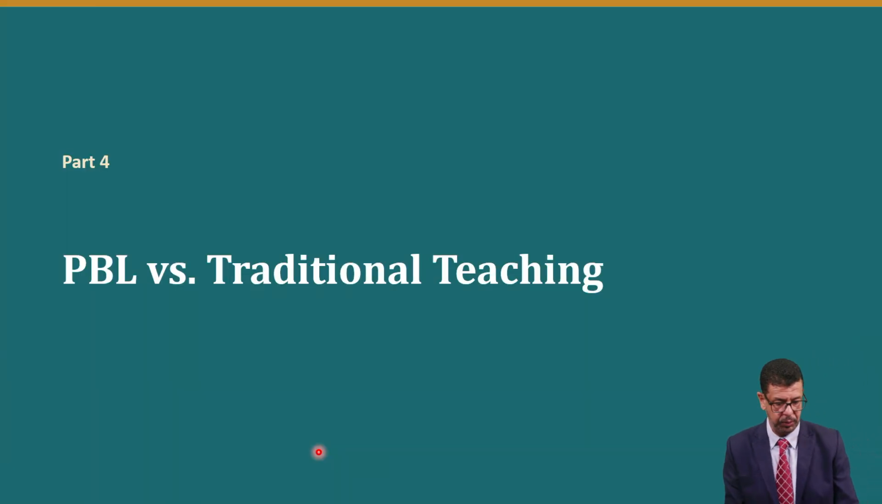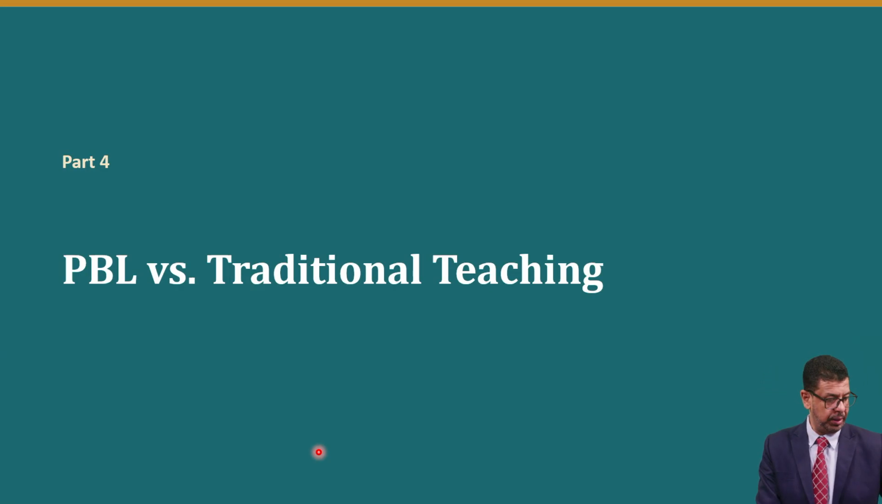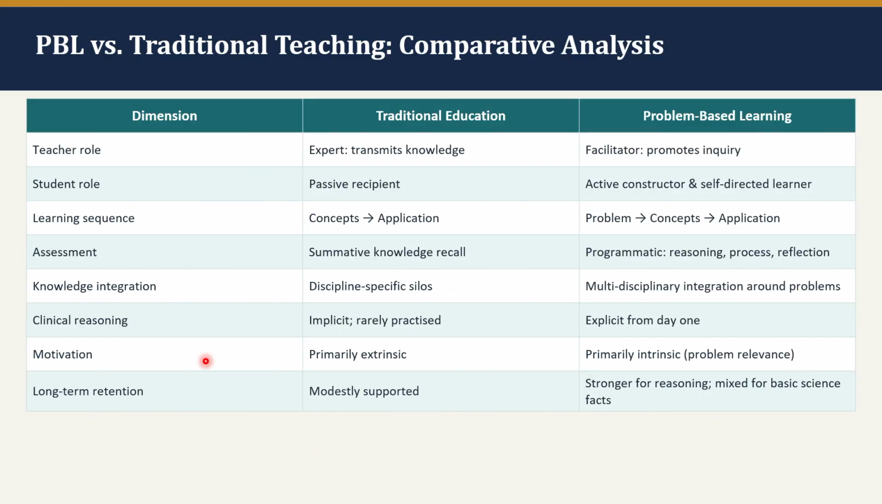Now let us compare PBL and the traditional model. The teacher's role in the traditional model is expert, while in problem-based learning it is facilitator. The student's role in traditional education is passive, while in problem-based learning it is active, constructor, and self-directed learner. The learning sequence in traditional education is from concept to application, while in problem-based learning it is from problem to concept to application. Assessment in traditional learning is summative, recall, while here it is programmatic and encouraging throughout the process, with reflection.